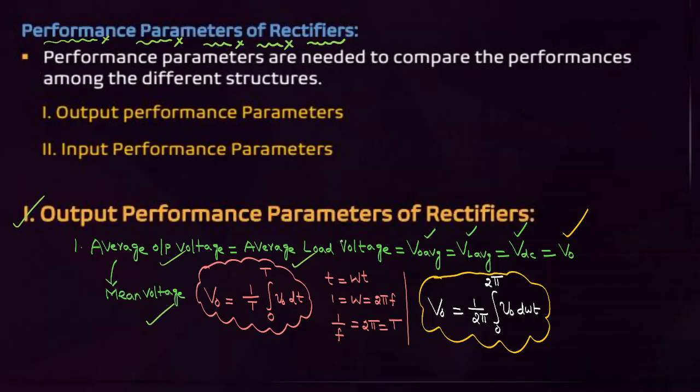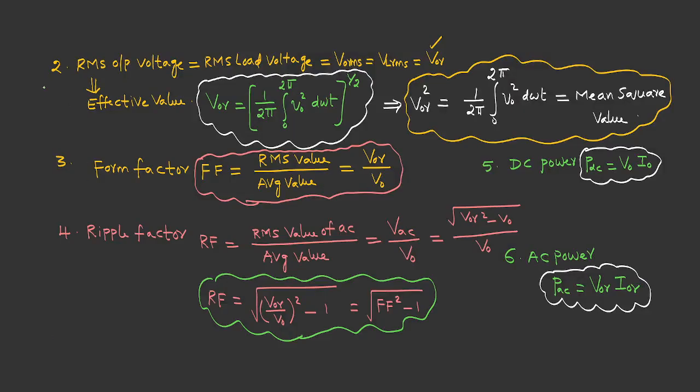These are the fundamental formulas; please go through them. And this is the RMS value. I don't want to explain the derivations; this is the minimum set of fundamental formulas for quick revision. Form factor is RMS value by average value. Ripple factor is RMS value of AC by average value, which equals the square root of form factor squared minus 1. DC power equals average voltage into average current. AC power equals RMS voltage into RMS current.